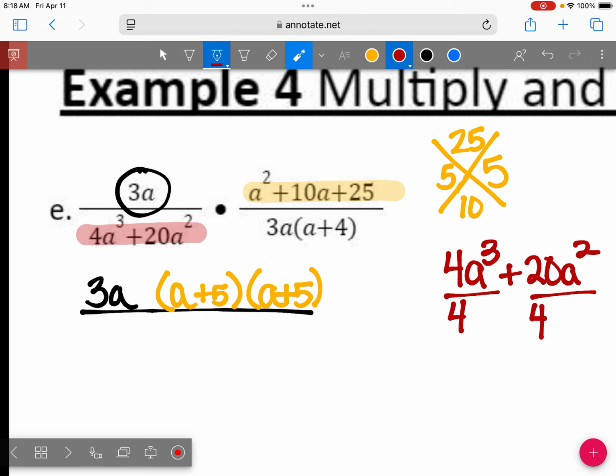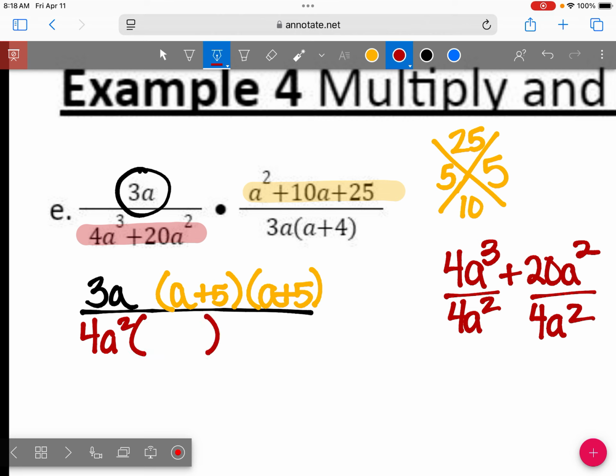And then let's look at our variables. I have a cubed and a squared. What do they both have? They both have at least a squared. We can't take out more than a squared because that's the most that this one has. So I'm actually going to divide it by 4a squared. So that would be my GCF. That's going to come out.